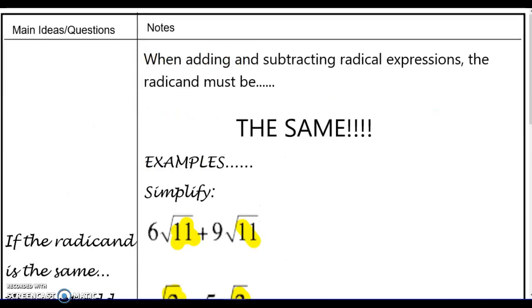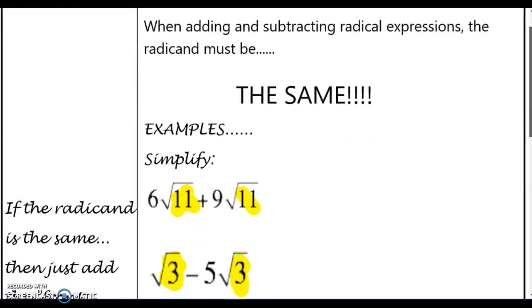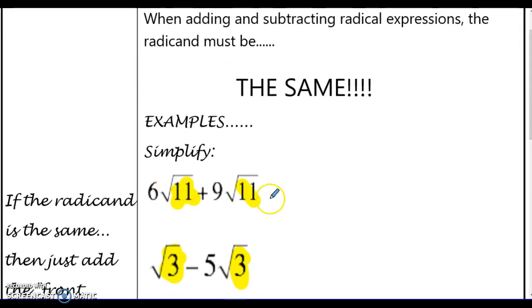So let's look at just some nice ones here. When adding and subtracting the radical expressions, the radicand has to be the same. So, for example, look at these. Hey, these are both square root of 11s. Yahoo! That means I have 6 square root of 11s plus 9 square root of 11s gives me 15 square root of 11s. Not square root of 22s, just 15 square root of 11s.